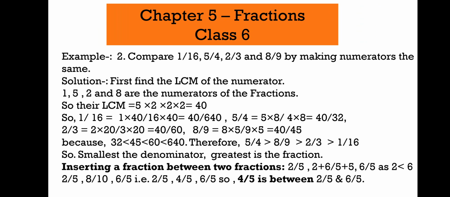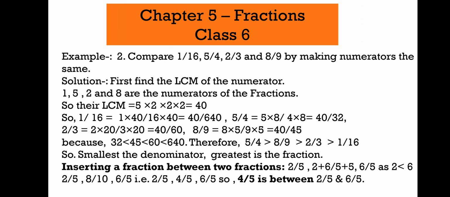So here you can make the numerator also the same. Now 32 is smaller than 45, is smaller than 60 and is smaller than 640. Therefore, which is the smallest, greatest fraction here? 40 upon 32. Therefore, 5 upon 4 is the greatest, 8 upon 9 next, 2 upon 3 and 1 upon 16.